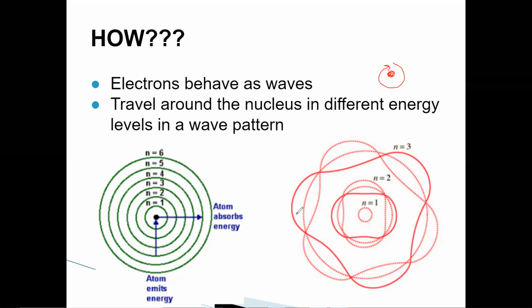So I've included both of these pictures to just kind of show you what we think of versus more of a close representation of what's actually going on. But you see these little n equals 1, n equals 2, n equals 3 showing up in both representations. And that's representative of the different energy levels that an electron could be located in.